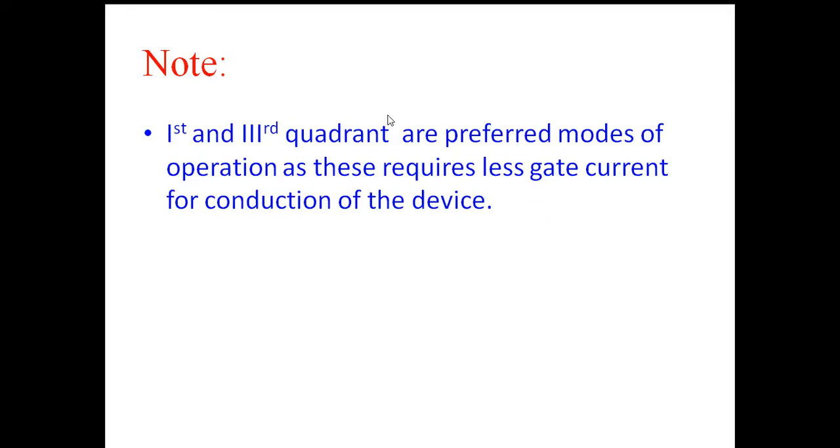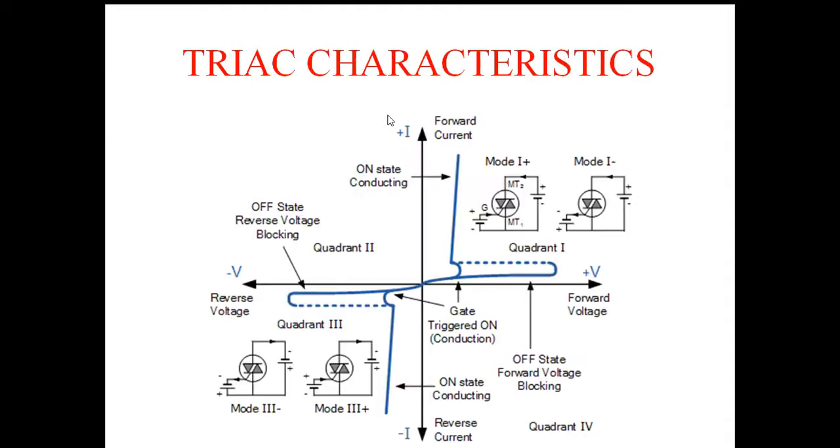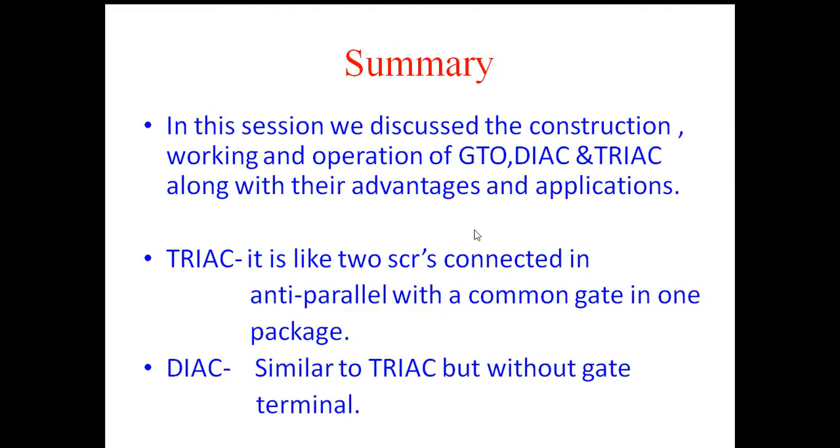Generally, in practical operations, the first and third quadrants are preferred because they require less gate current for conduction of the device. In practical cases, we generally use these two quadrants, quadrant 1 and quadrant 3. Whenever the gate pulse is applied, the device will be conducting and operating like a normal silicon controlled rectifier. So these two modes, mode 1 and mode 3, will be used in practical applications.